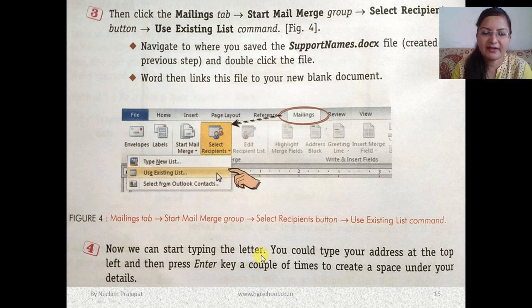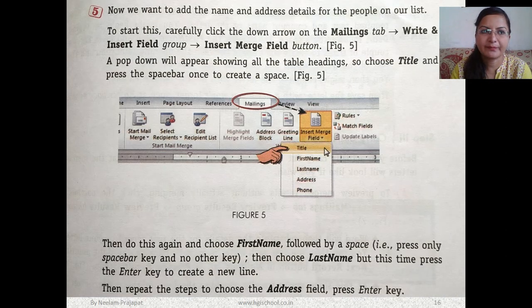Now we can start typing the letter. You could type your address at the top left and then press the enter key a couple of times to create a space under your details. You will have to adjust the space accordingly so that the name and address of the people can also come in that particular letter. Now we want to add the name and address details for the people on our list. So one by one we will have to add the name and address.